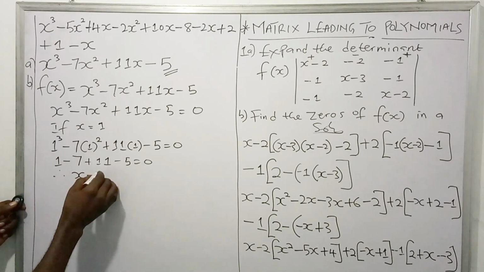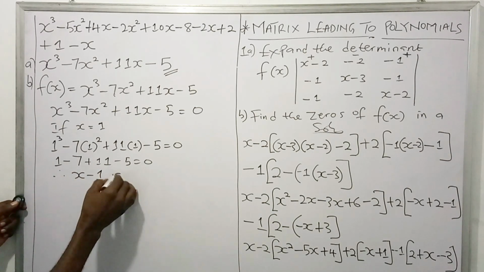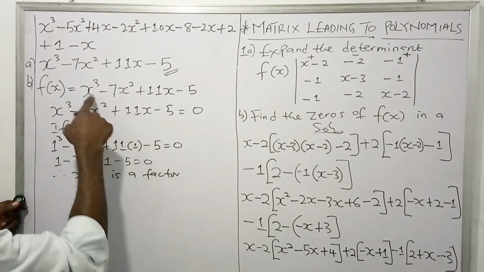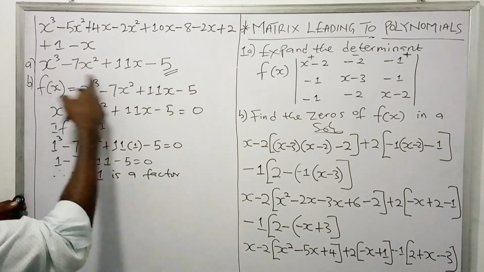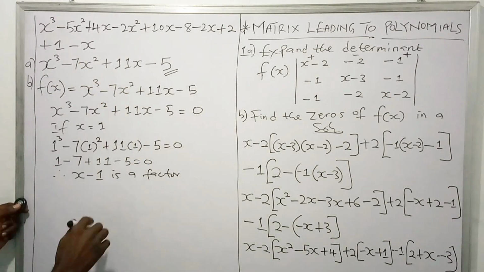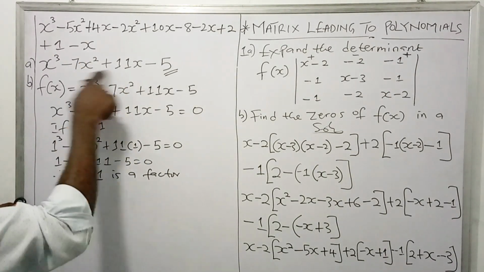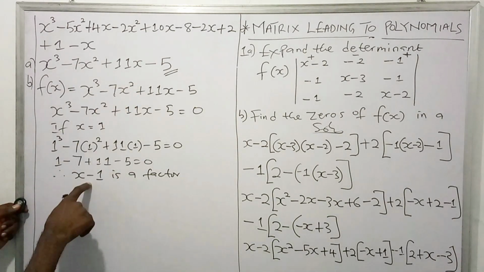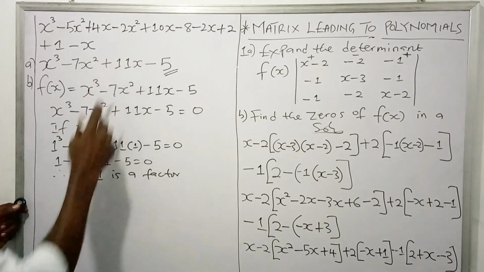x minus 1 is a factor of this expression we're seeing. Now, in order for us to get the other factors of x, this takes us to polynomials. Since this is a factor of this, we're going to carry out the division of this expression by this divisor to get the other factors here.